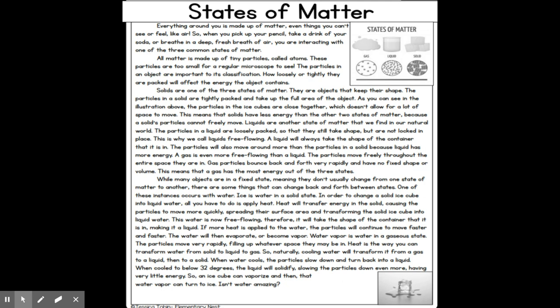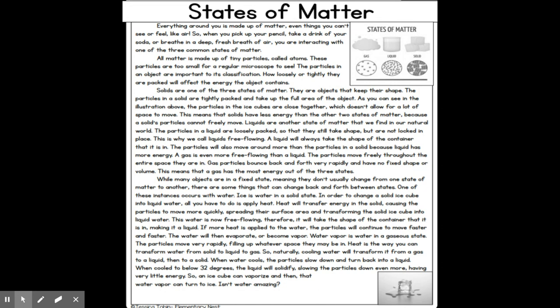States of Matter. Everything around you is made up of matter, even things you can't see or feel, like air. So when you pick up your pencil, take a drink of your soda, or breathe in a deep, fresh breath of air, you are interacting with one of the three common states of matter.